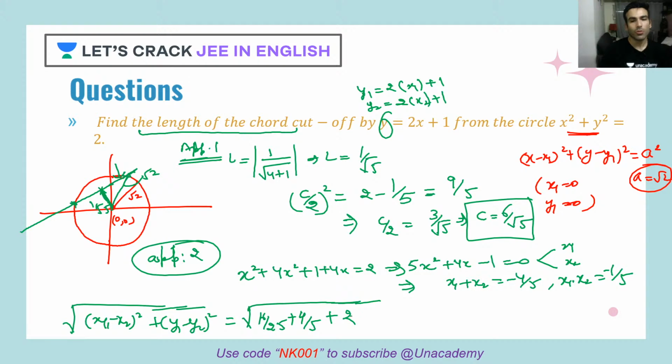x1 minus x2 whole square. Correct? So this 2 will come out, so I'll have 4 here. x1 minus x2 whole square is this. So this is what? I can make it as 20. So 20 by 25, so 36 by 25. Okay. Into 36 by 25 here.